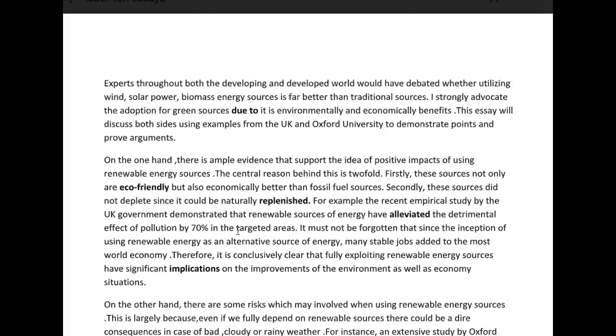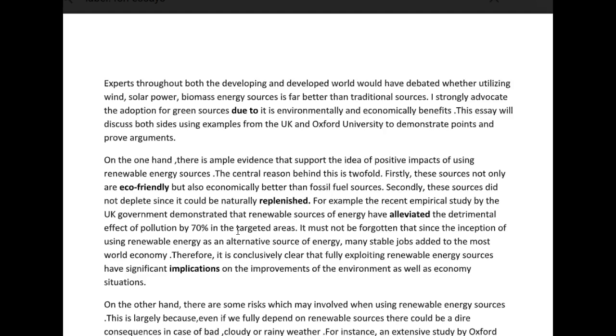Experts throughout both the developing and developed world would have debated whether utilizing wind, solar power, biomass energy sources is far better than traditional sources. I strongly advocate the adoption for green sources due to its environmentally and economically benefits. This essay will discuss both sides using examples from the UK and Oxford University to demonstrate points and prove arguments.